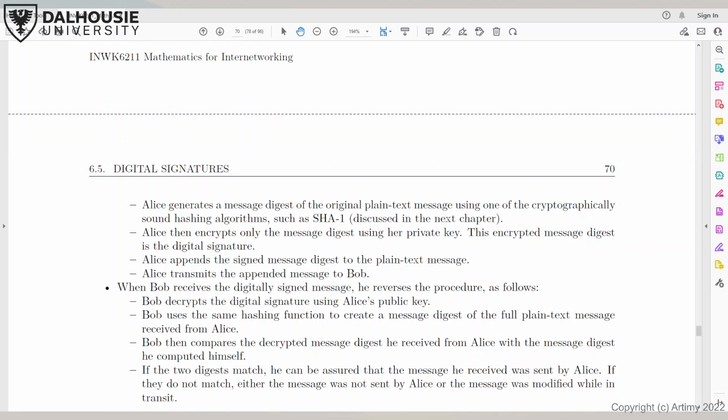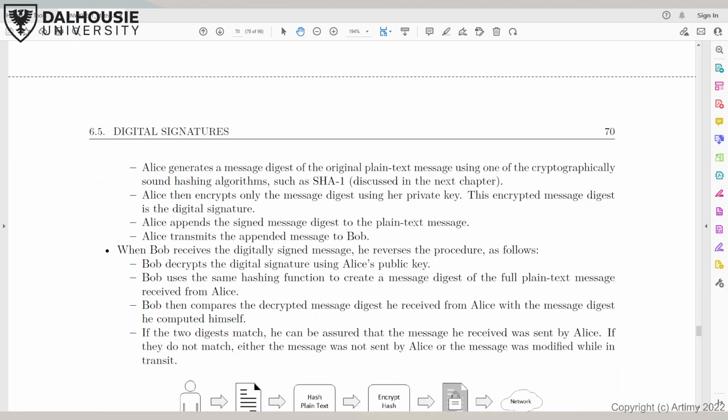So Bob receives the plain text message, decrypts the signature, so now he has the decrypted hash. And he also uses the plain text to generate his own hash, and then compares the two hashes together. If the two hashes are the same, then he knows that the message is authentic, came from Alice, and wasn't changed.